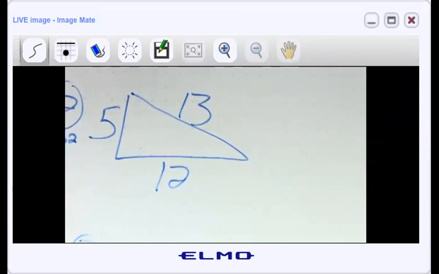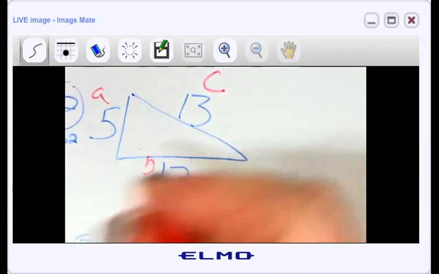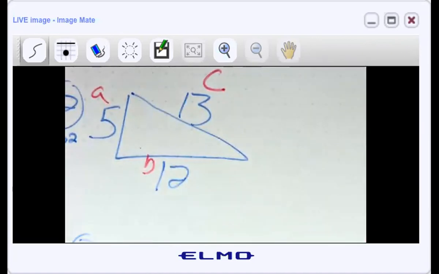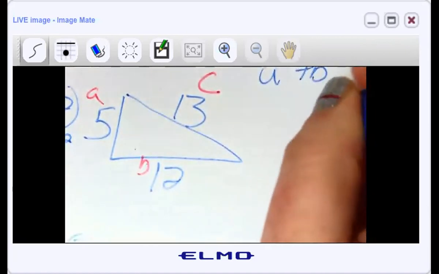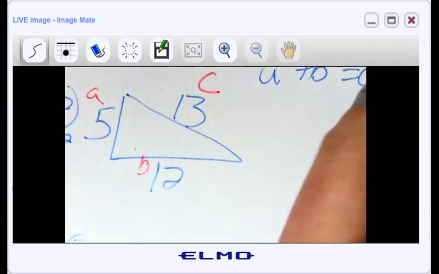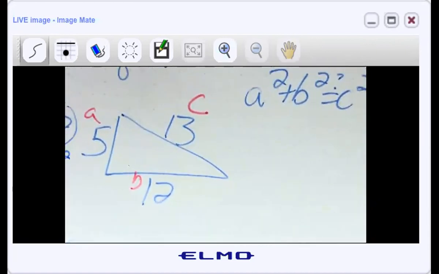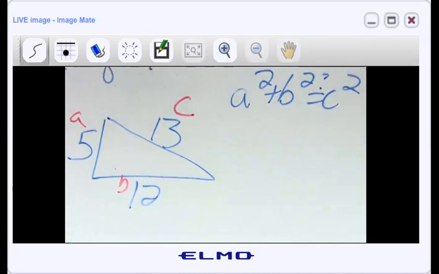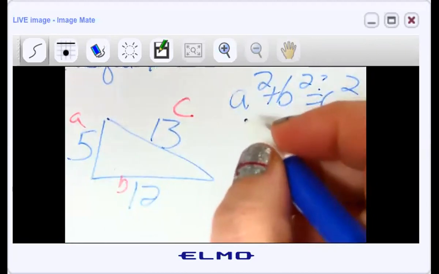All right, guys, check it out. This one's got to go in for C because it's the biggest side. A and B don't matter. Call this one A, call this one B. If you swapped it, not a big deal. And then we're just plugging it into the Pythagorean theorem and seeing if it works. All right, so please, everybody, pay attention, because once you get this, you'll find that it is very easy. But if you are not paying any attention, you're not going to know what's going on.